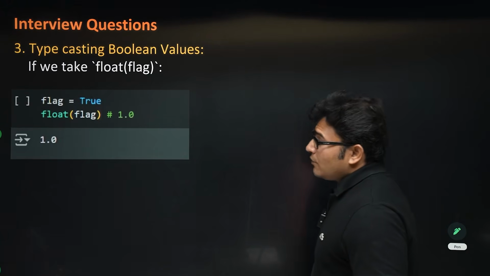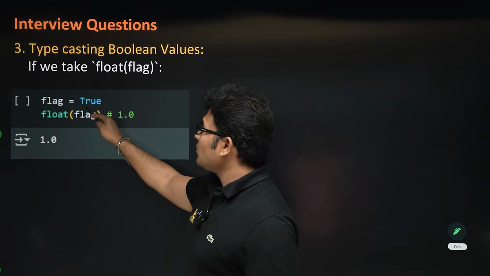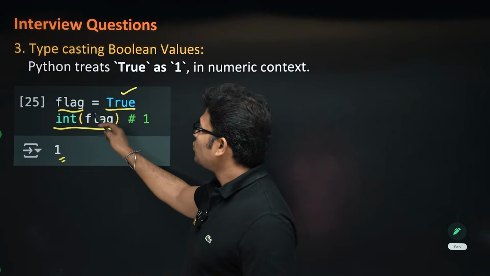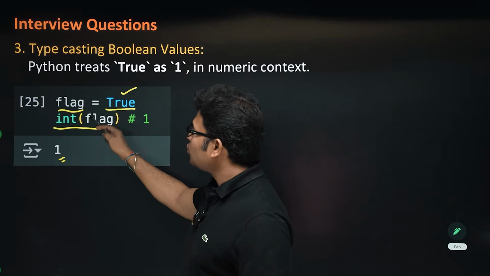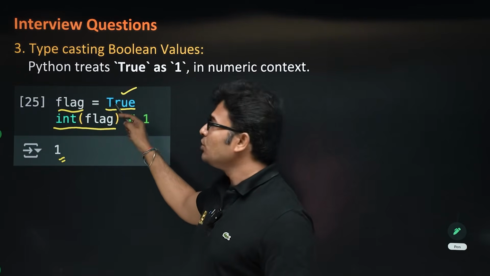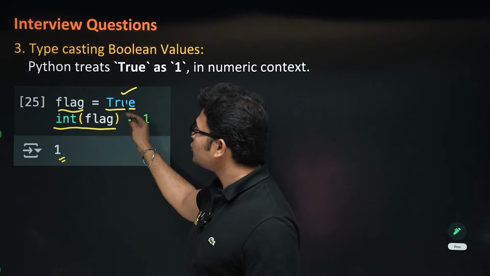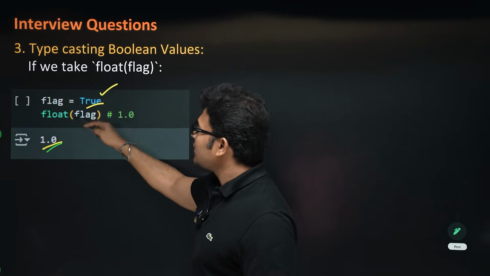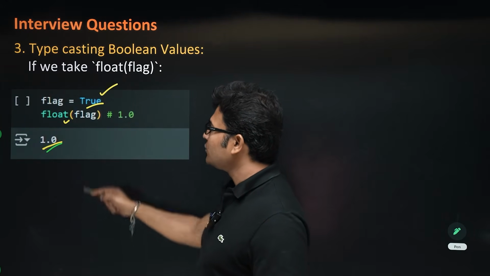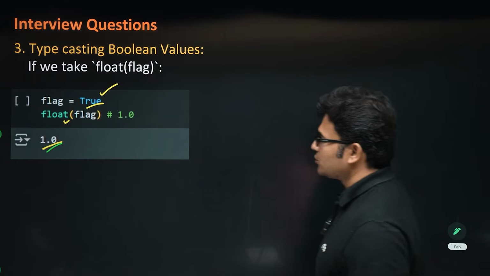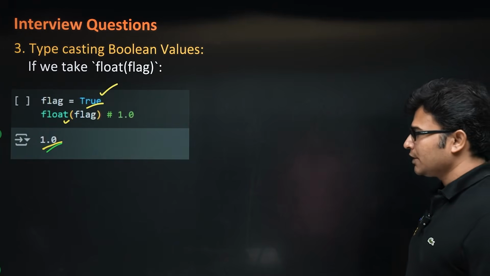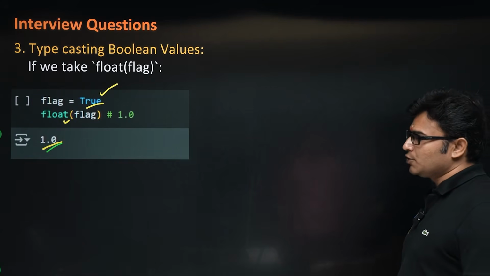Now if you convert true to float, it will be 1.0, right? So true, I mean a Boolean type to integer where true is converted will give you 1. When true is converted to a float, then it will give you 1.0. So either it will be 1 or 1.0 depending on where you are converting. You are converting it to integer or you are converting it to float.